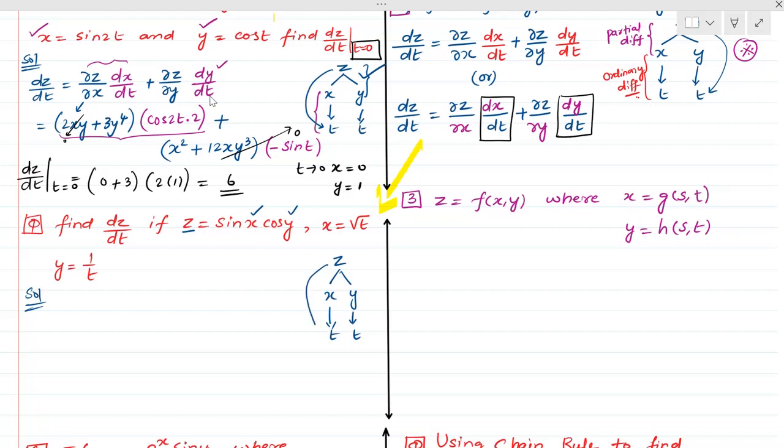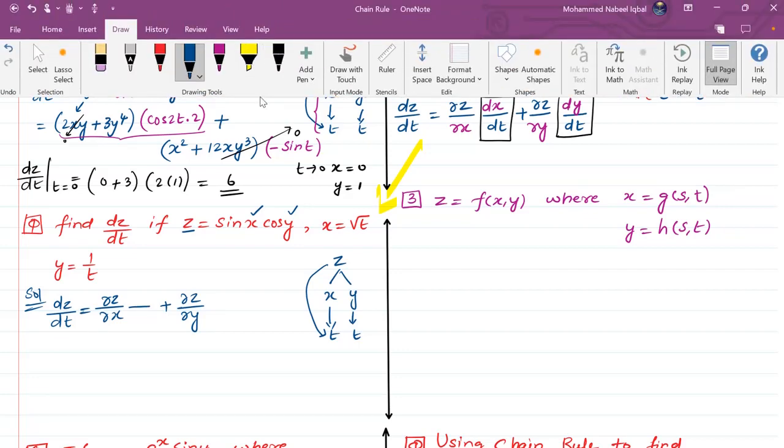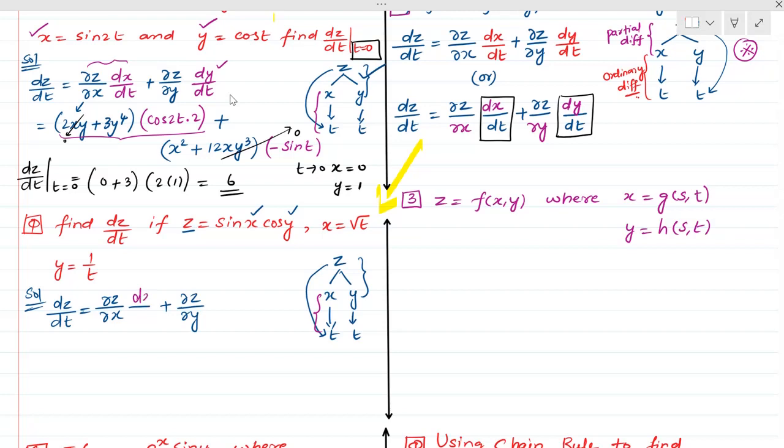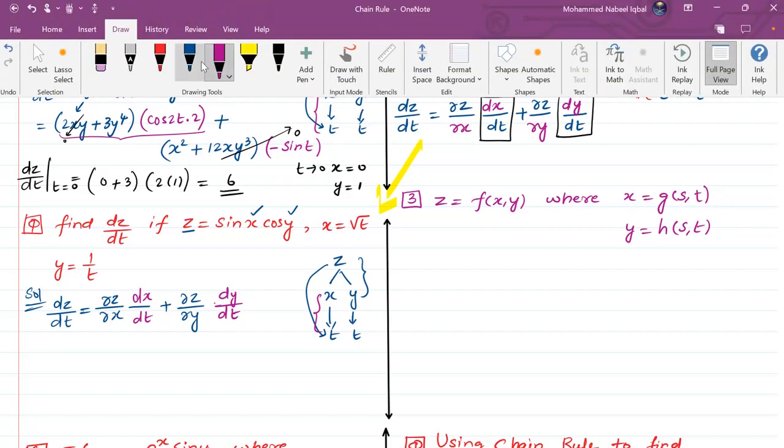If you want to calculate dz over dt, we have to use the formula, the rule. So dz over dt is ∂z over ∂x plus ∂z over ∂y. Now this part is completed. Now I will go to the next level. What is the next level? Differentiation with respect to ordinary, because one variable: dx over dt, dy over dt. After that, calculate the remaining things.